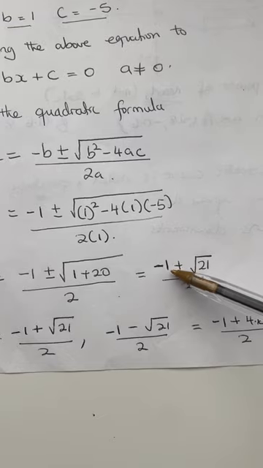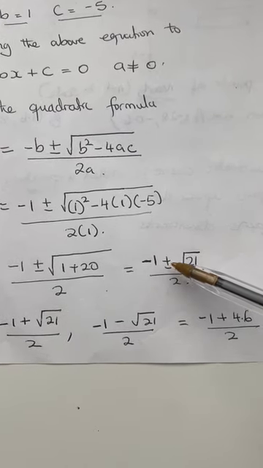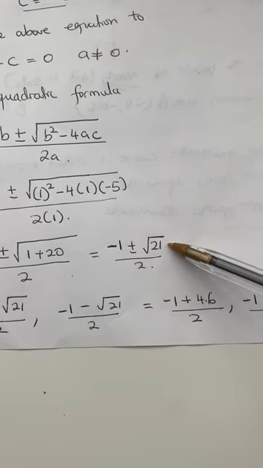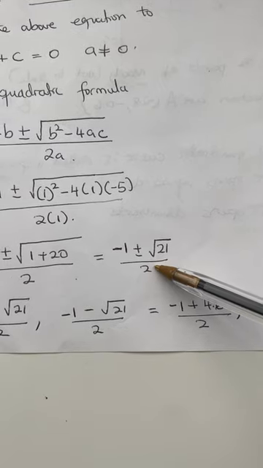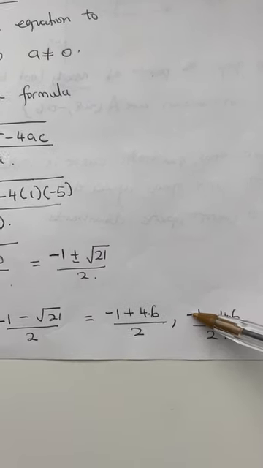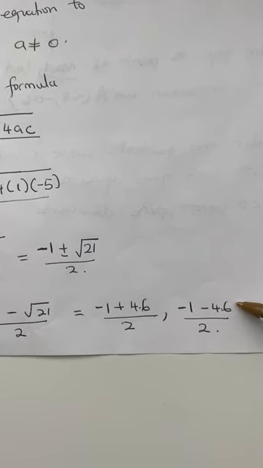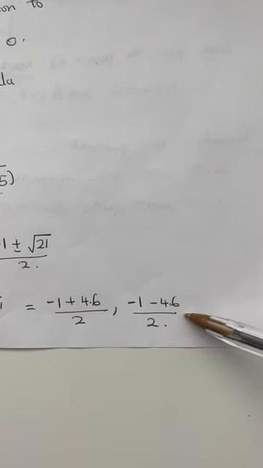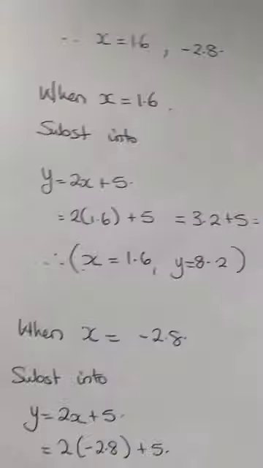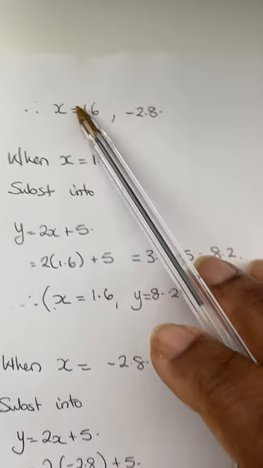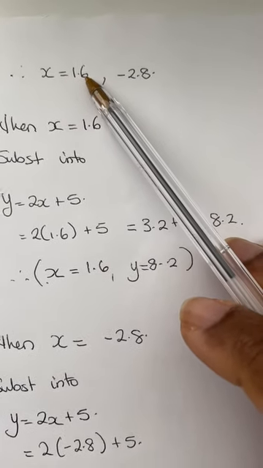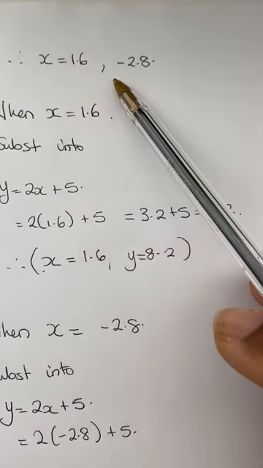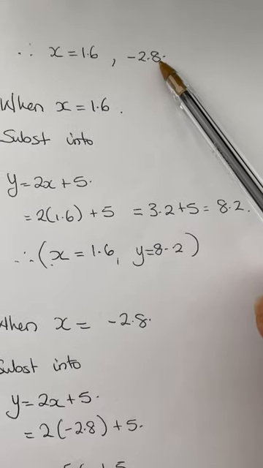Now, if you do the square root of 21 properly to one decimal place, you get 4.6. So you have minus 1 plus 4.6 divided by 2, and minus 1 minus 4.6 divided by 2. So here you have x equals 1.6 and x equals minus 2.8.